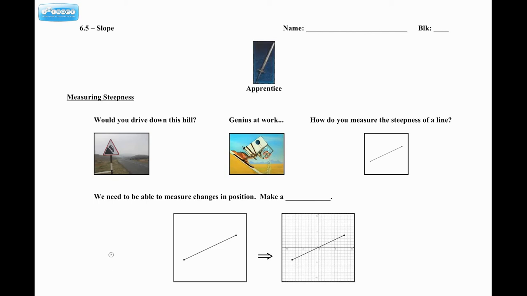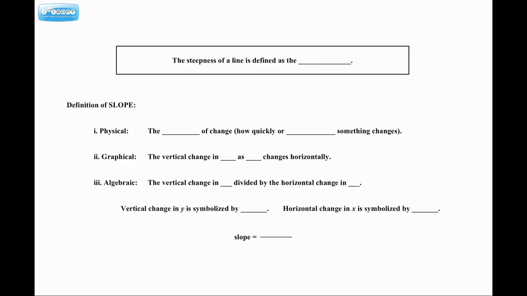So what we need to do is we need to be able to measure changes in position from one point to the next. So an obvious remedy to that is to make a graph. So that's what we have below. So I have that same line segment, and here it appears again. I haven't changed anything, but I've just put a graph around it. So now with these little squares, it's a lot easier for me to measure how the position is changing from one point to another, horizontally and vertically. So once again, the steepness of a line is defined as the slope. That's how steep it is.